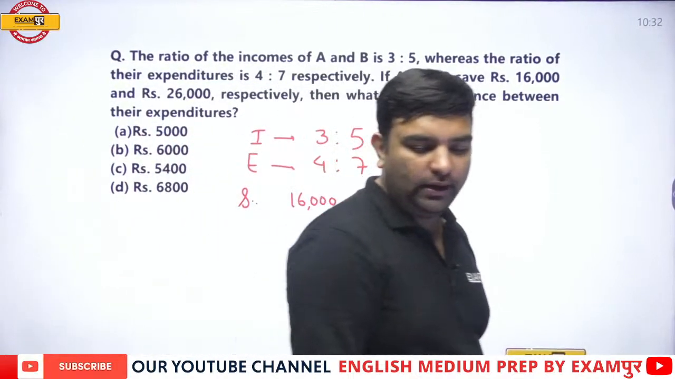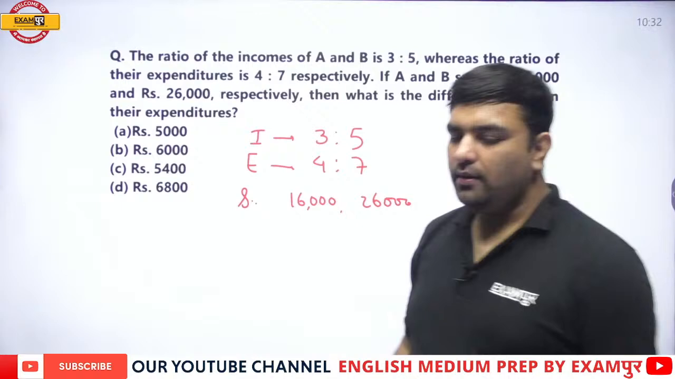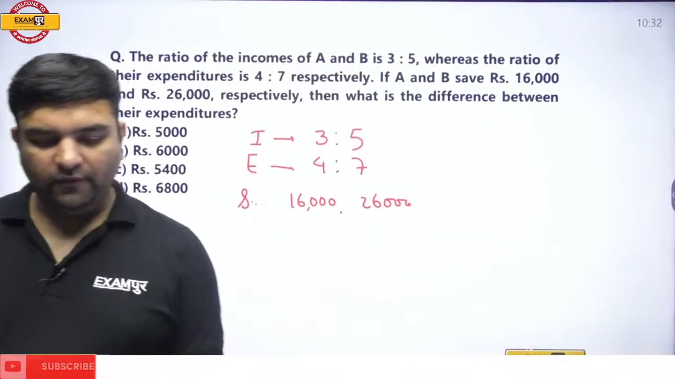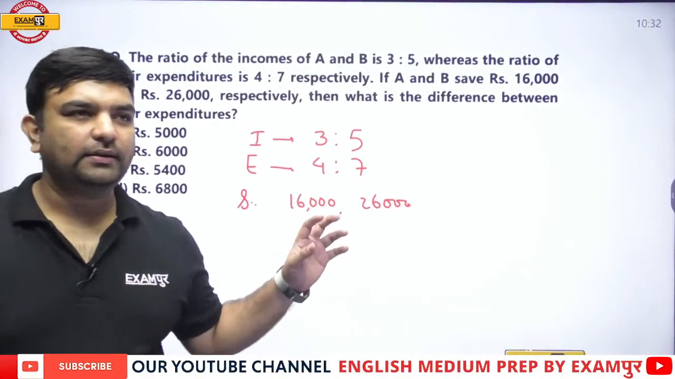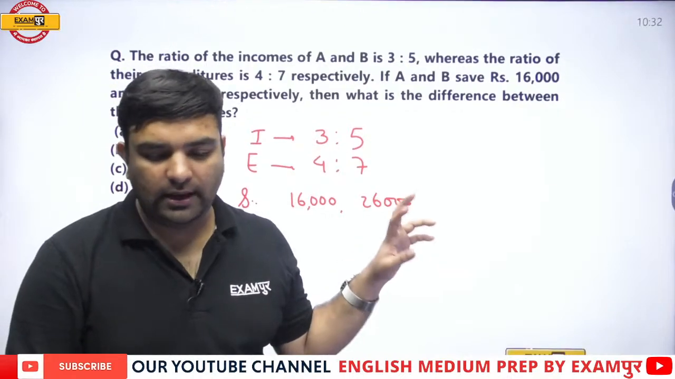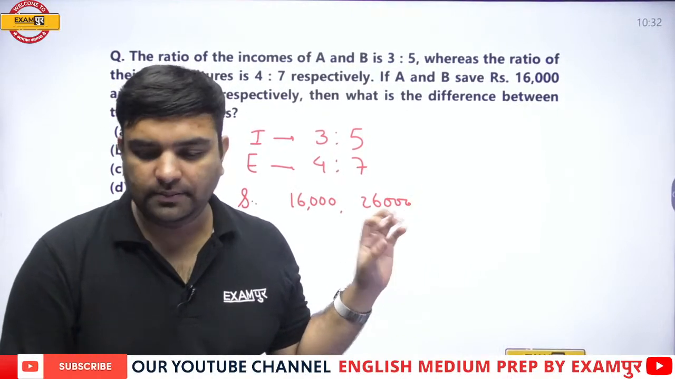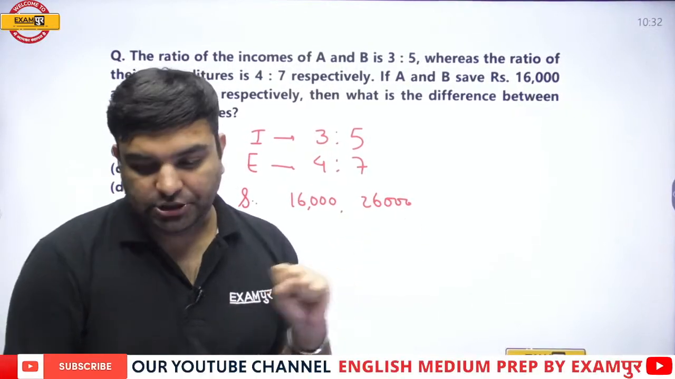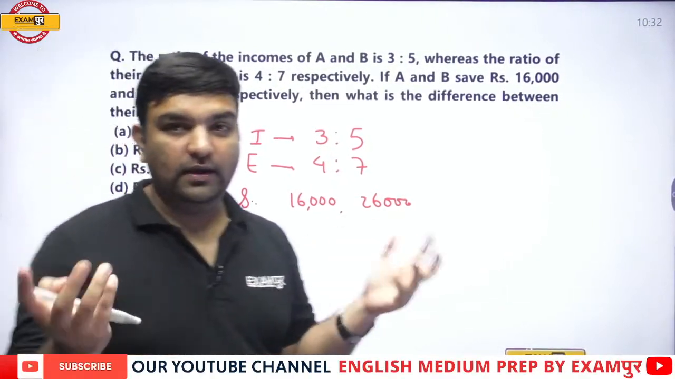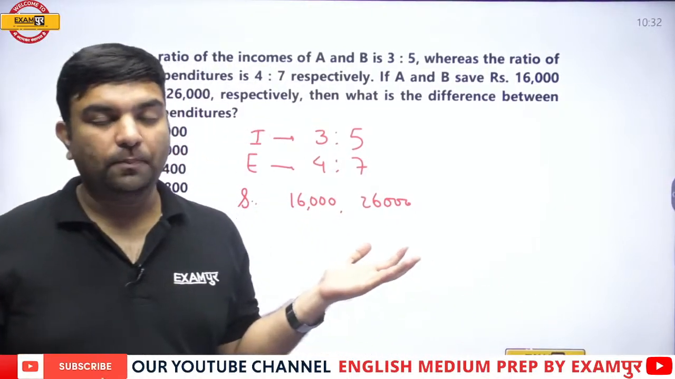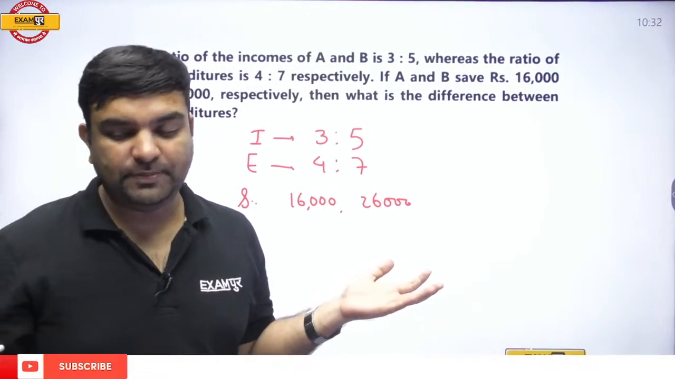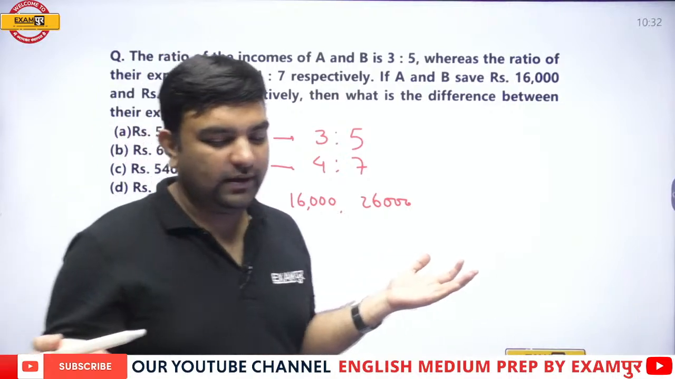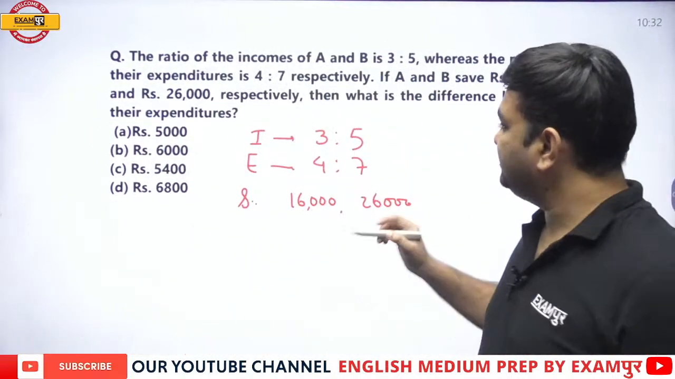I told you a point, na? Do you remember? I told you a point, Aman, well done. I told you a point that crisscross can be used for finding the incomes directly, not expenditure. You cannot find the expenditure directly. However, we can find the incomes. There is no bad thing in finding the incomes. So we can find the incomes first.